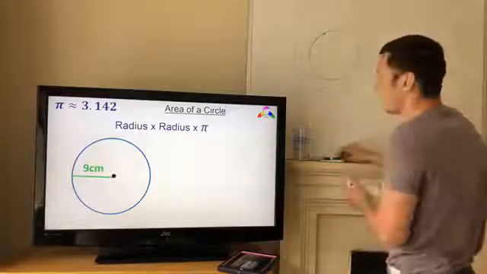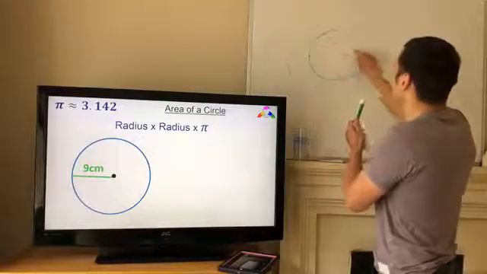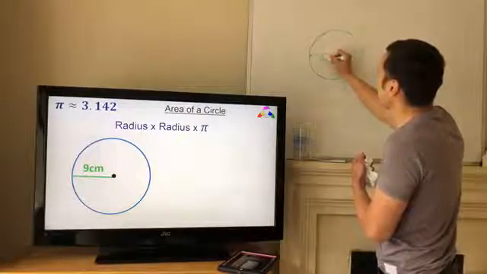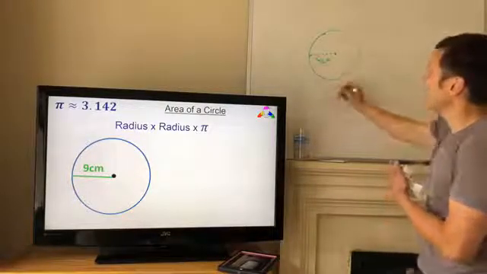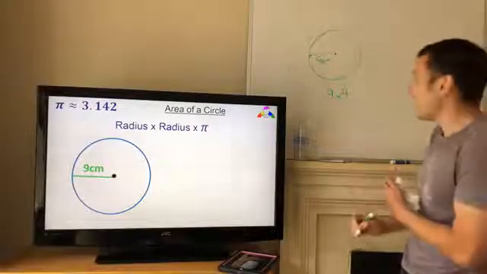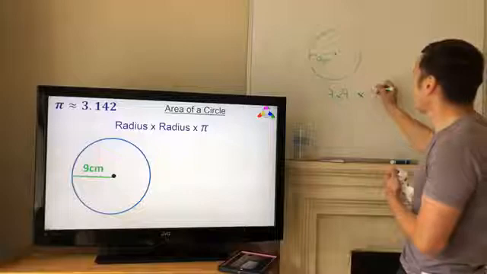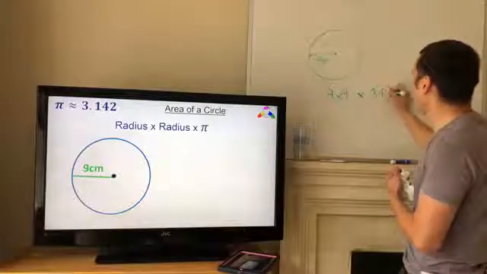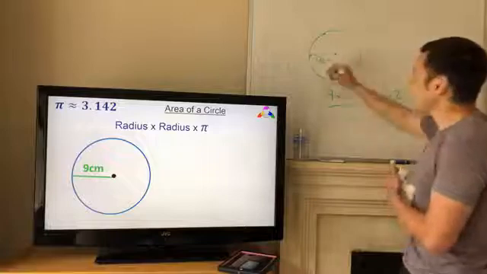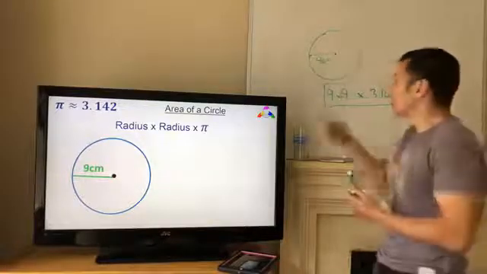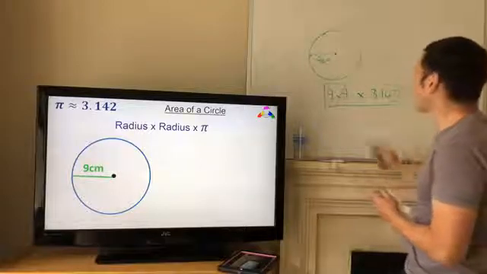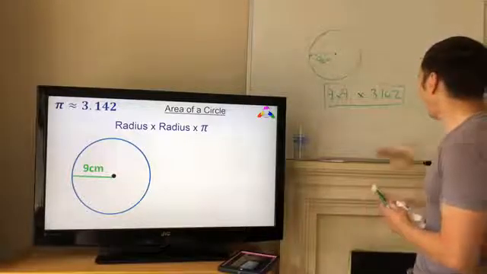And then we times it by pi. So if you've got your circle here, which is 9 centimetres, we would do 9 times 9 to find one square, and then we times that by pi, by 3.142. And that would be the area of that circle. So to find one square, you are doing 9 times 9 and then timesing it by 3.142.